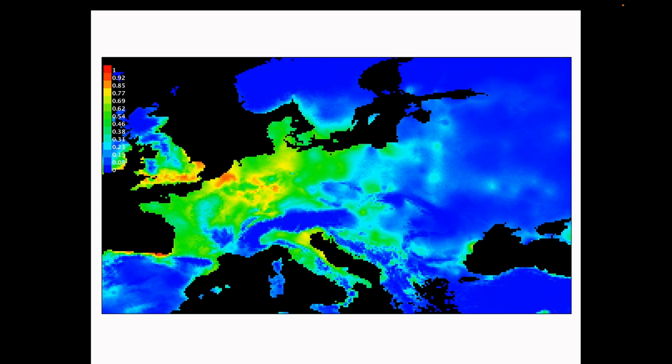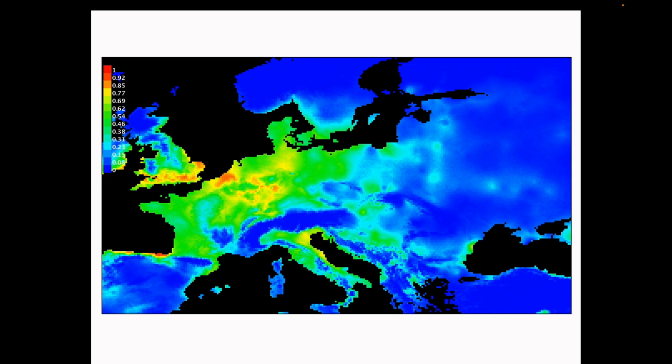Typically, these predictions are done in the form of a color-coded map, where the warmer colors indicate the most suitable habitat for a particular species, and the bluer colors represent the least suitable habitat, and green and orange and yellow represent intermediate suitabilities. So you can see that the most suitable habitat for this species is in southern England, northern Germany and Holland, and a little piece of the tip of the Iberian Peninsula.